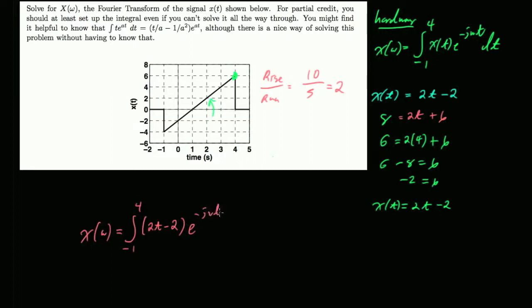In fact, I've even given you the table of integrals for t e to the at. So if you wanted to do it, you would break it up into 2 integrals. One would be 2t e to the minus j omega t. And then you would use the table of integrals that I gave you to integrate that. And then you'd have 2 e to the j omega t, which is a little easier to integrate. And then you'd fill up about 3 pages of calculus coming up with the right answer.